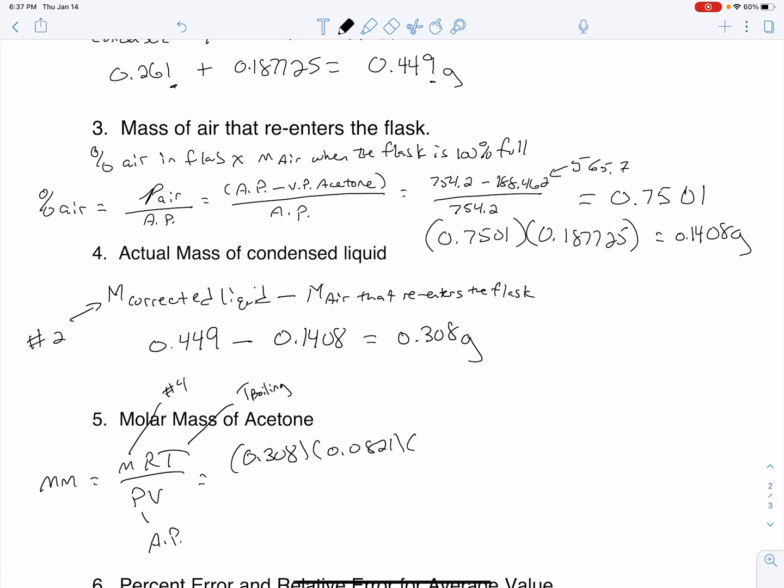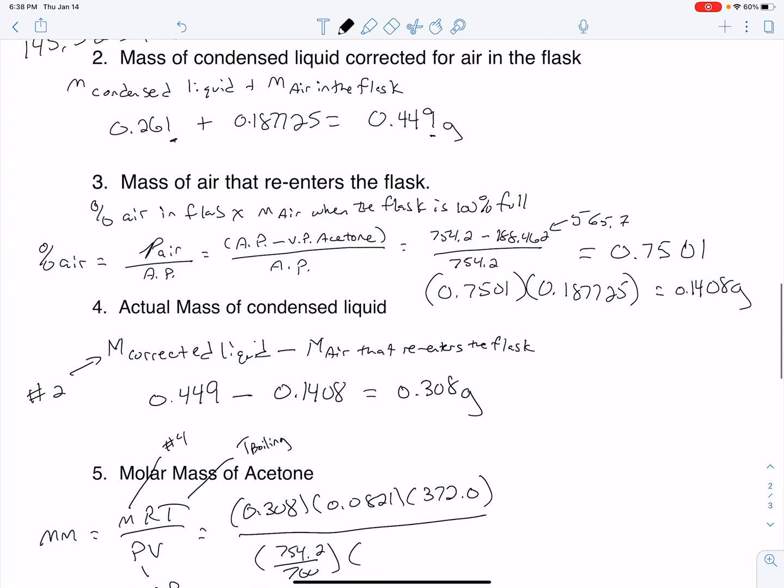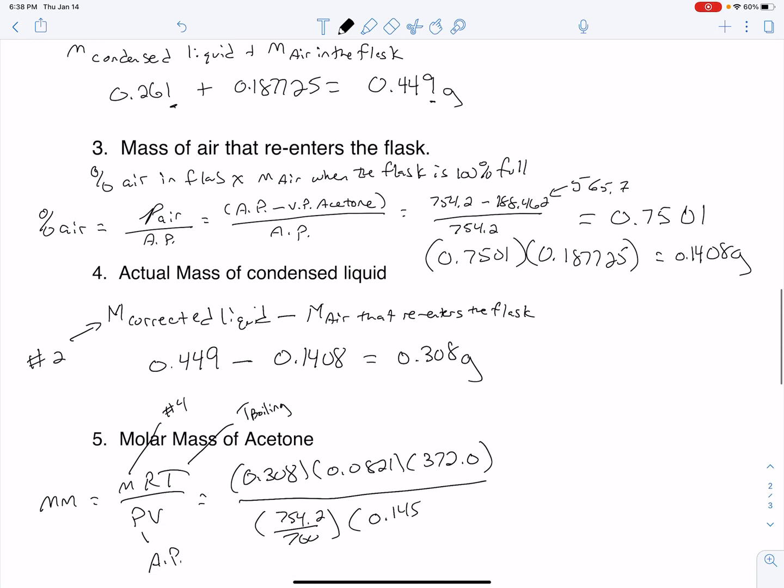And so the boiling point was 99.372.0. All over P, atmospheric pressure. Remember, this has to be in atmospheres. 754.2 all over 760. And the V is the volume of the flask, and we found that earlier. Let me see if I can find my volume here. There's 0.145523.